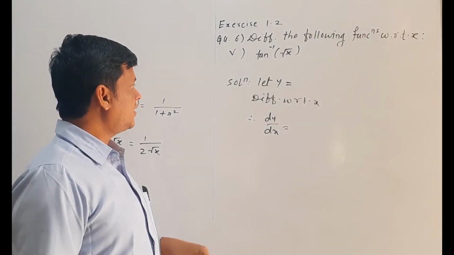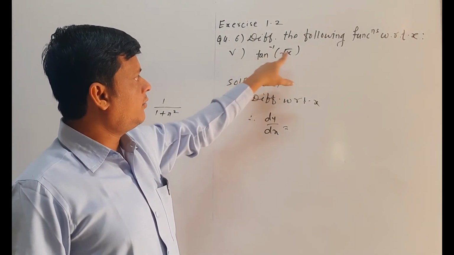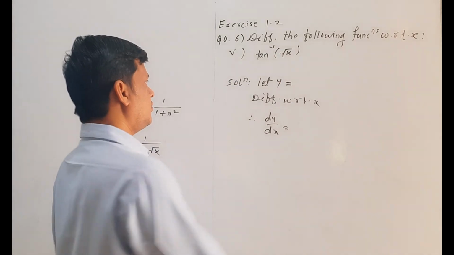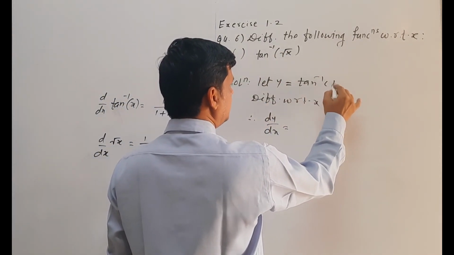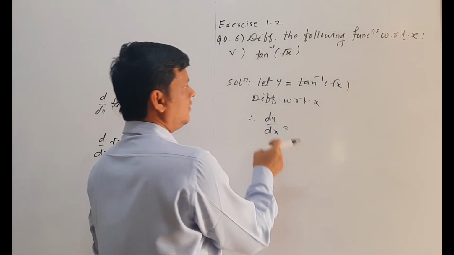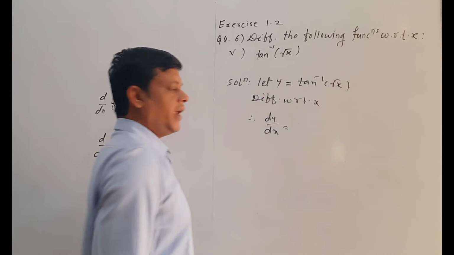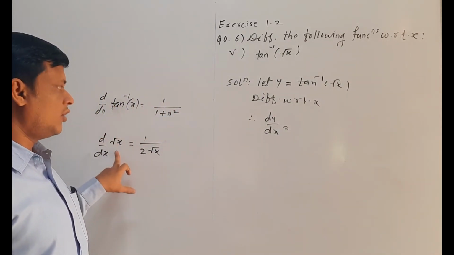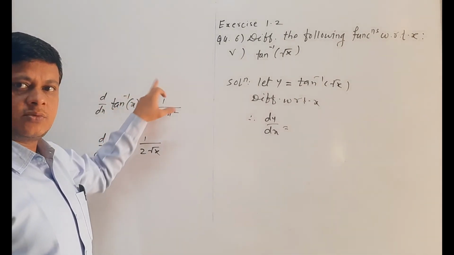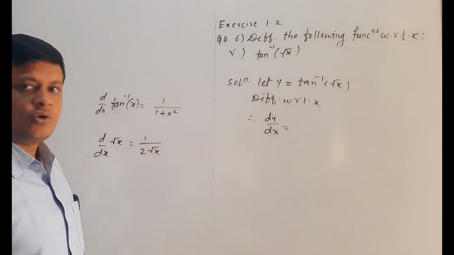Now see fifth sub question. Here we have to find derivative of tan inverse root x. So first we write y is equal to tan inverse of root x. Now here we use two functions, tan inverse and root x. So we know the formula for tan inverse x and root x. Derivative of tan inverse x is 1 upon 1 plus x square. Derivative of root x is 1 upon 2 root x.